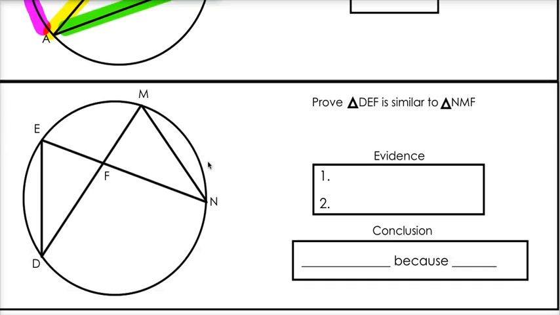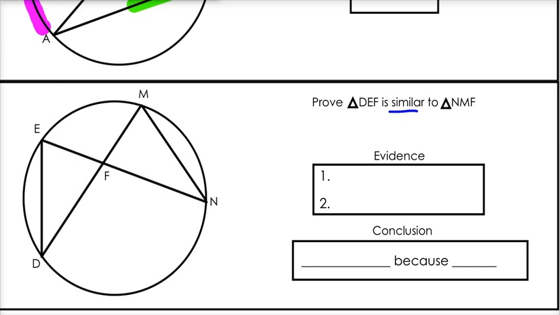Now for our next one, this gets a little more complicated. We want to prove that triangle DEF, which is right over here, is similar to triangle NMF. Now that's kind of funny, right? We were just talking about angles being congruent, and this similarity stuff, that's from level 2. But I'm going to show you how we can do this. All right, we can do a proof here.